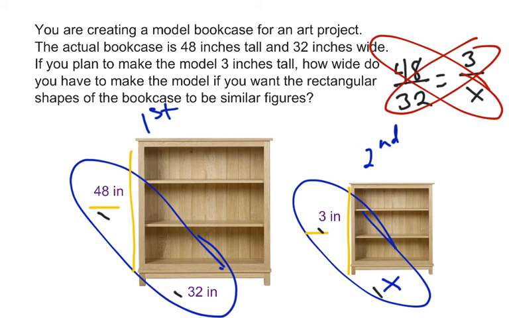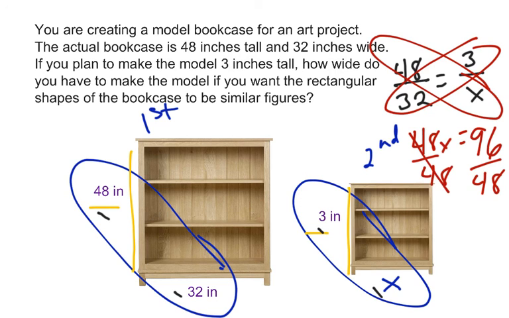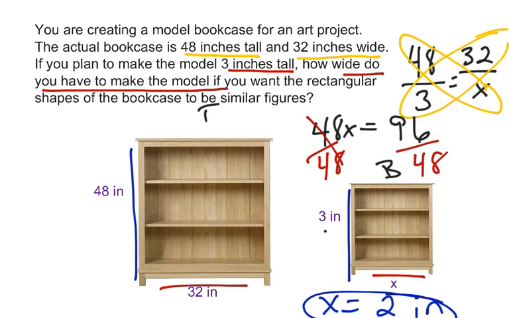Using cross products, 48 times X is 48X, and 32 times 3, we remember, is 96. And we remember our method is to, again, isolate the X by dividing both sides by 48. And again, we get the same answer: X equals 2 inches. So for some students, this works better. For some students, the first method works better. So it's up to you to decide which one works well for you.